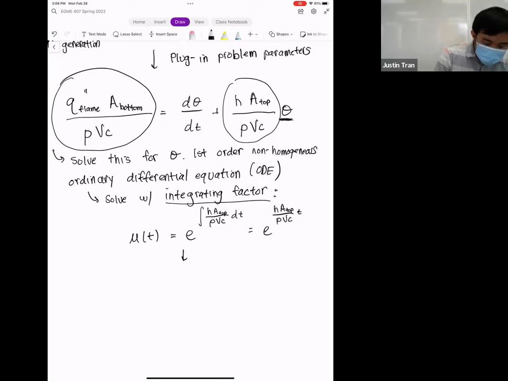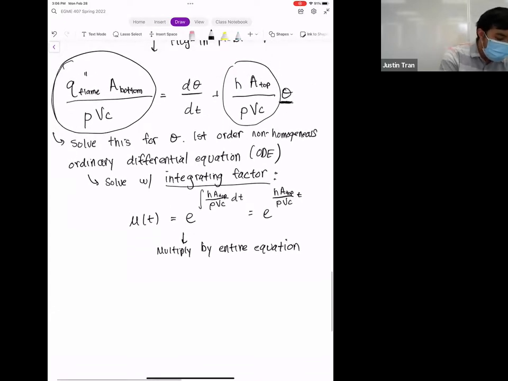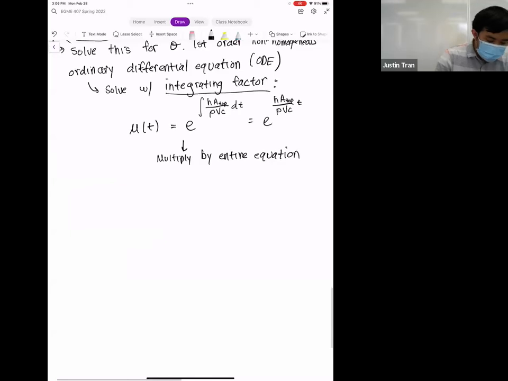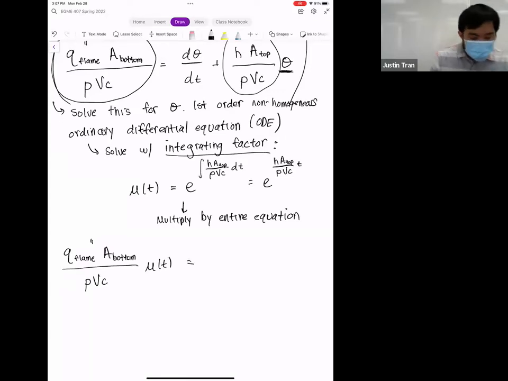Right, so this here is our integrating factor. And so what we're going to do is take this integrating factor and multiply it by the entire equation, meaning this guy up here. Okay? And so if we do that, we end up with Q flame double prime times A bottom divided by rho VC. Okay? I'm just going to leave it in terms of mu of T at first.